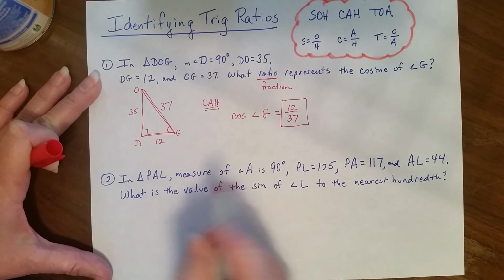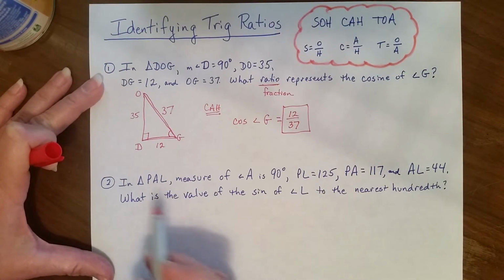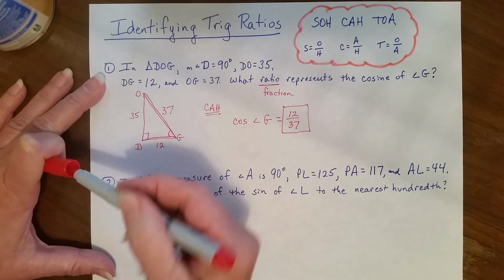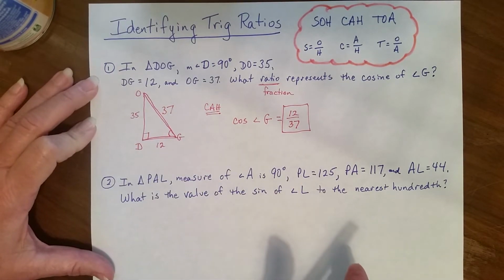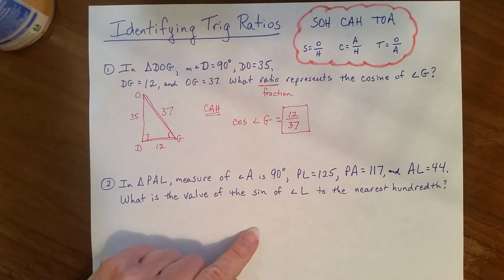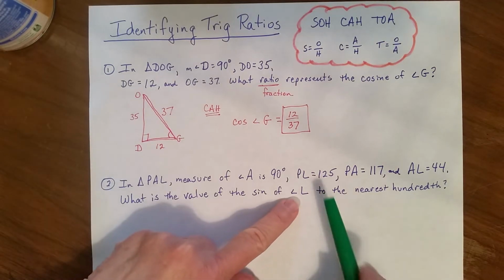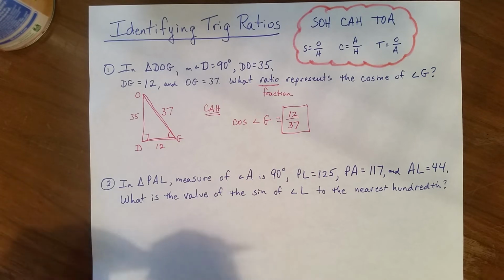The next one is right here. In triangle PAL, if you need to, pause and write it down in your book and then we'll come back to it. In triangle PAL, the measure of angle A is 90 degrees, PL is 125, PA is 117, and AL is 44. Let's get this triangle drawn.